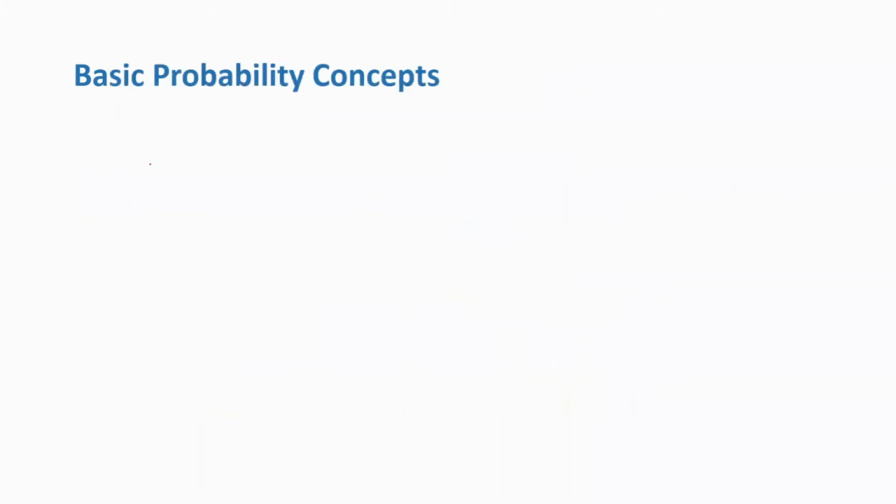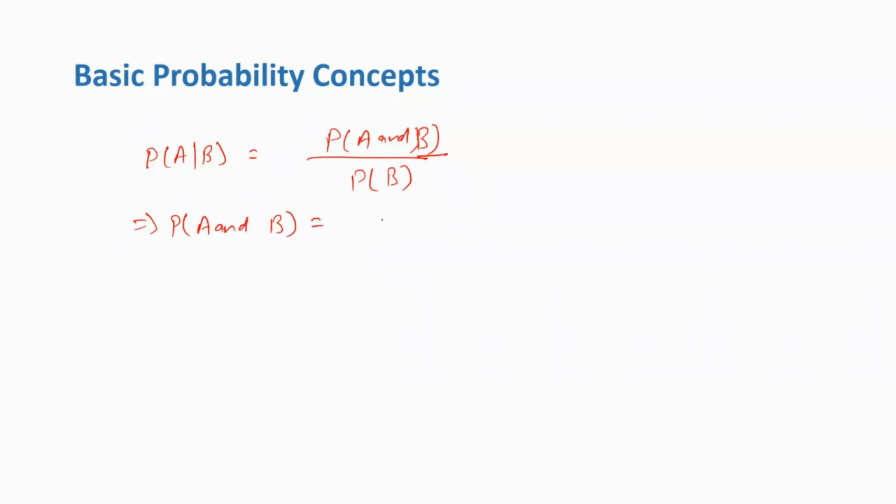So what is the probability of A given B? It is the probability of A and B divided by the probability of B. Great. So what will be the probability of A and B? Probability of A given B, not A by B, multiplied by probability of B.